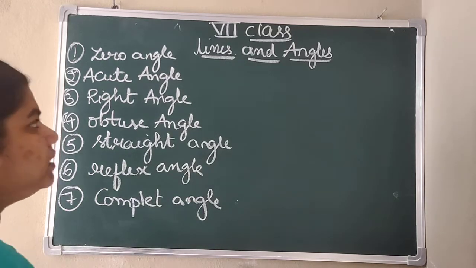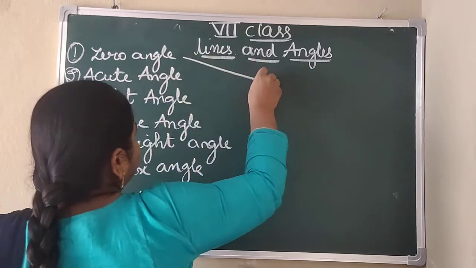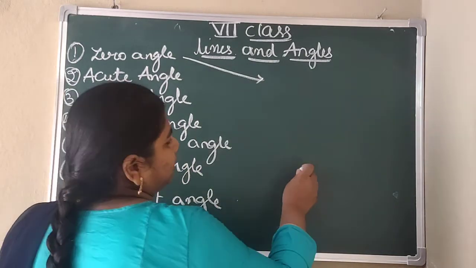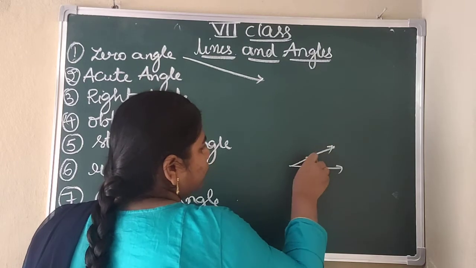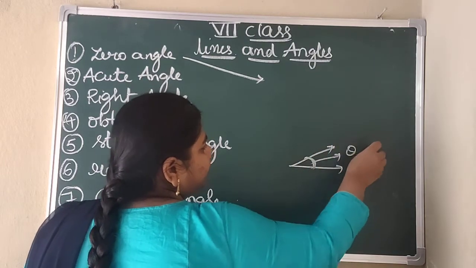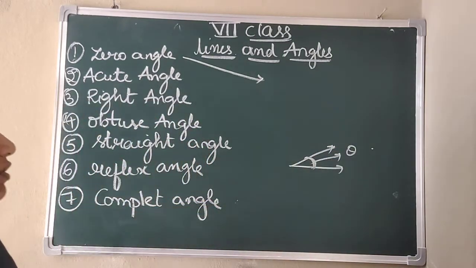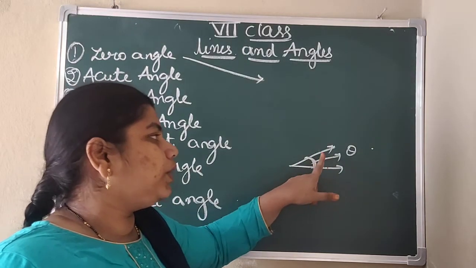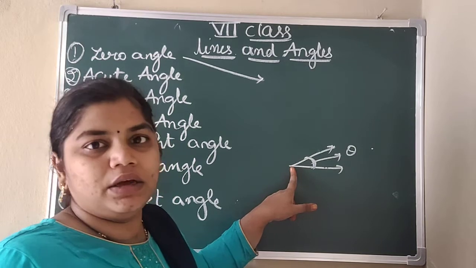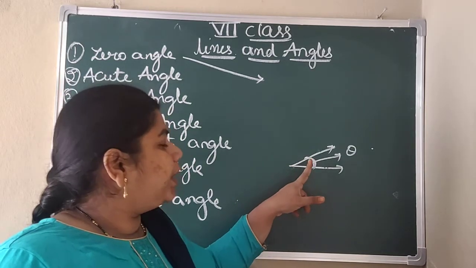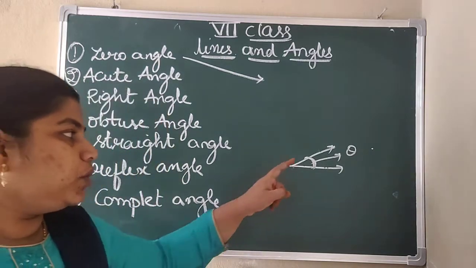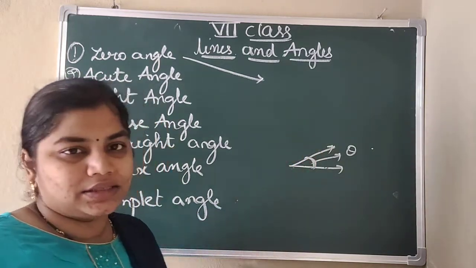So what do you mean by zero angle? First, what do you mean by angle? Angle means two rays. The union of two rays forms an angle. Here it is forming an angle. We are combining the end points of these two rays here, and at that time an angle has been formed. So a union of two rays we call an angle.